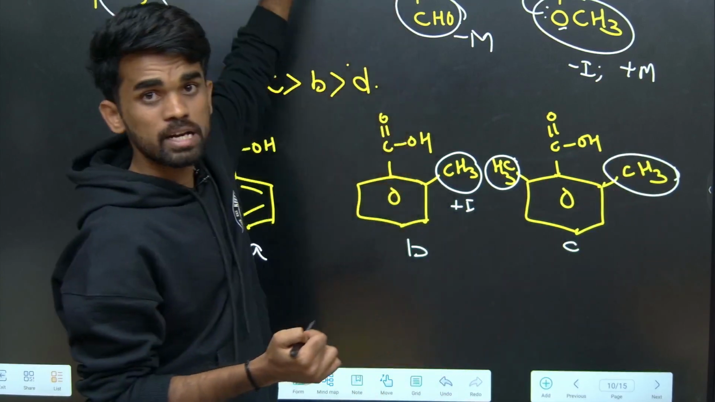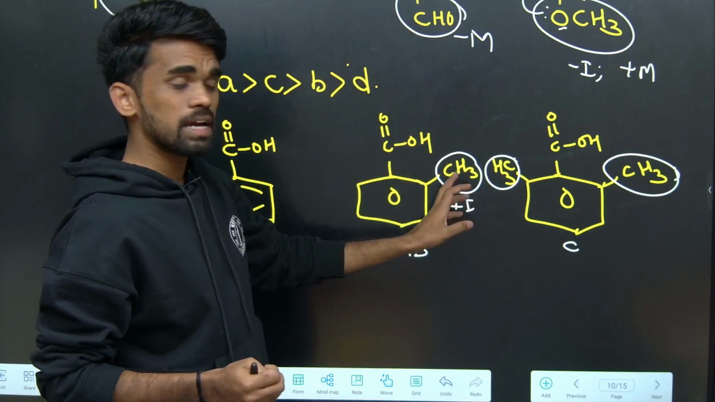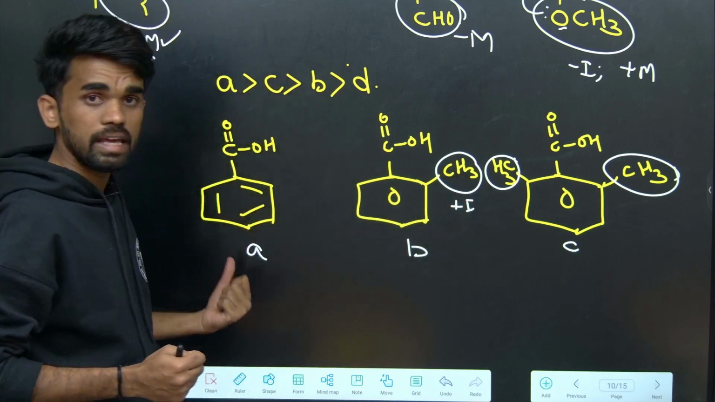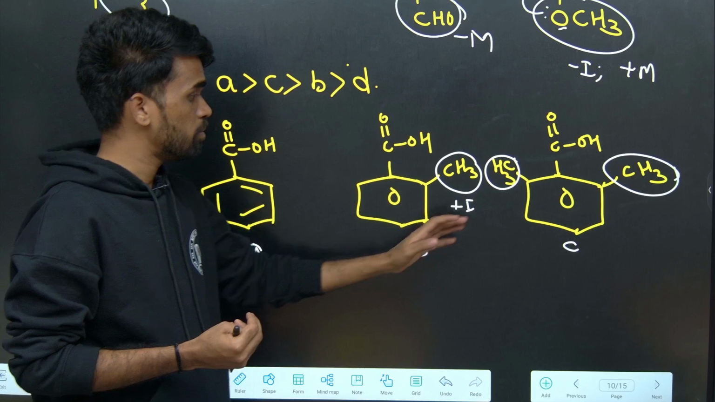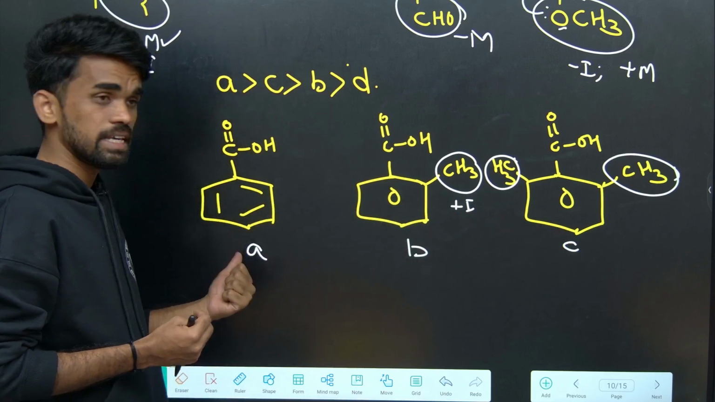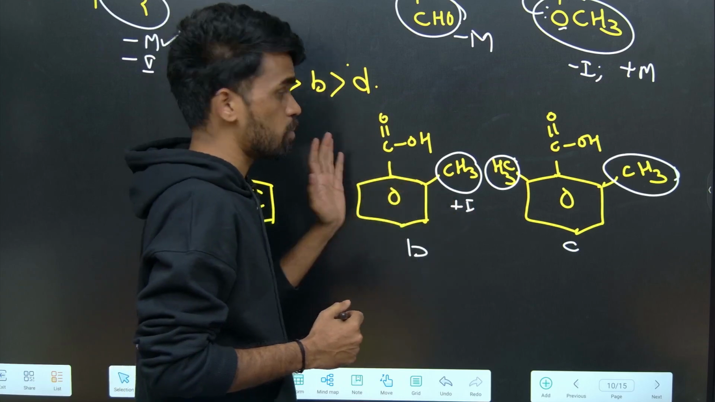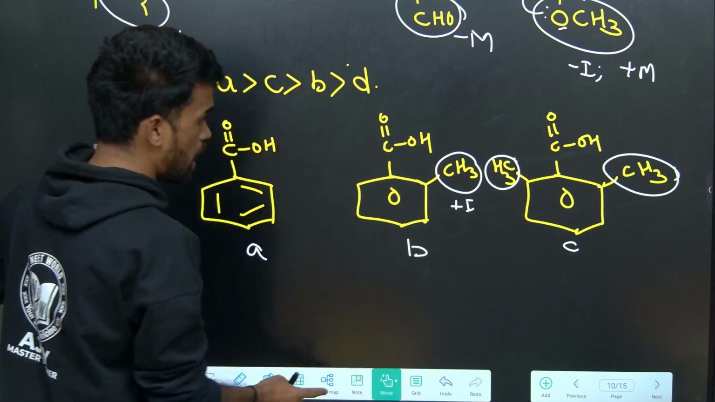As per the above statement, we might think that since electron releasing groups are there, these are less acidic than this A. But in reality, B and C are more acidic than this A, because there is something called the ortho effect here in the carboxylic acid case. So what is this ortho effect?